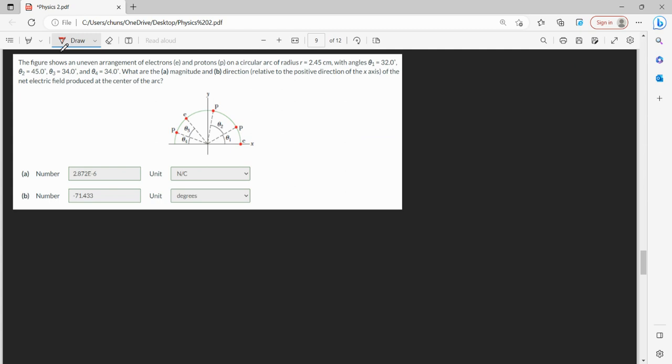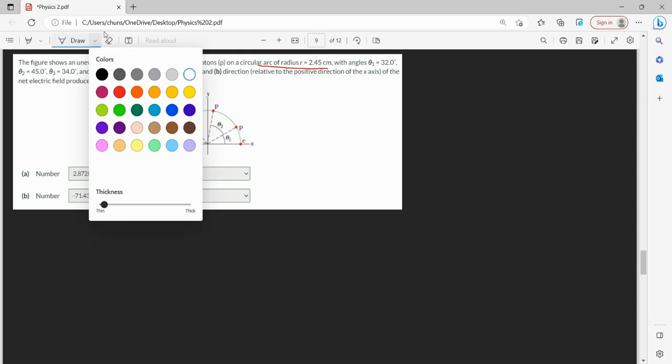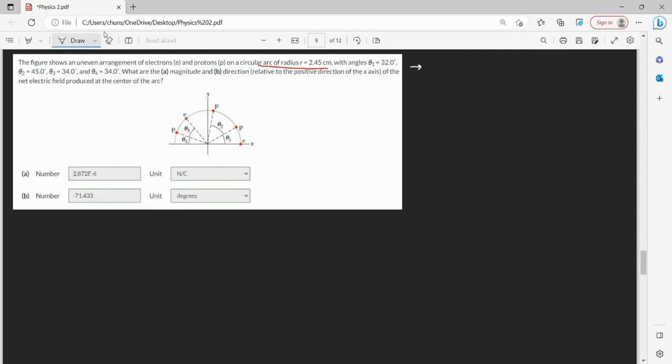Okay, next figure shows an arrangement of protons and electrons on a circular arc. So, which means all of these are going to have the same distance from the origin with all these different angles. So we have to find the magnitude and direction of the net electric field produced at the center, so at the origin. So we're measuring each of these from the origin. So some important things to consider.